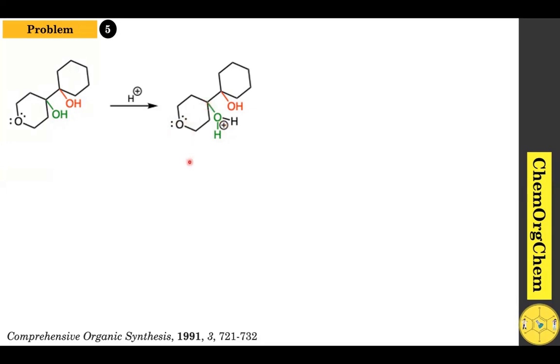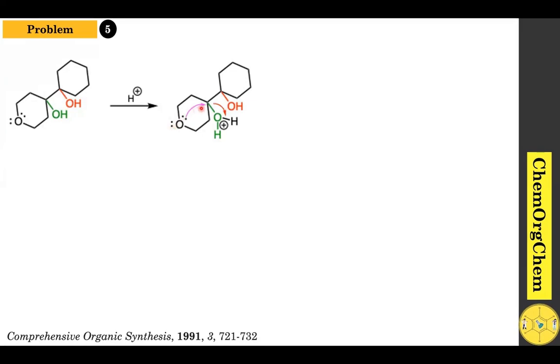If you know neighboring group participation, you will understand this concept. Here this oxygen has 2 lone pairs of electrons that readily take part in the neighboring group participation reaction. This oxygen lone pair attacks this carbon, which kicks off this group as a water molecule. Once that oxygen donates its electrons to this carbon center, the oxygen gets a positive charge.